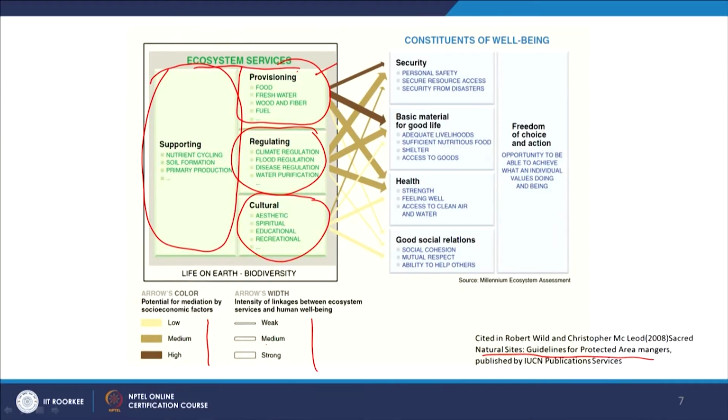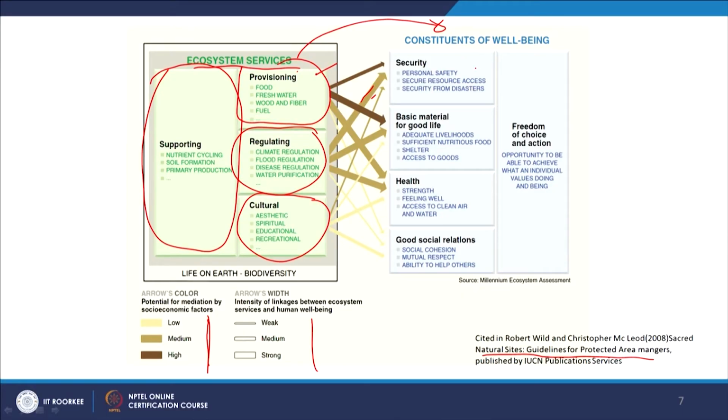So in that way, what they did was to make the arrows with a width that is weak, medium and strong. Look at the arrows here, this is a little bit strong, and this is the potential of mediation by socioeconomic factors, so how it is low, medium, high, and how these ecosystem services contribute to the well-being of human habitats.